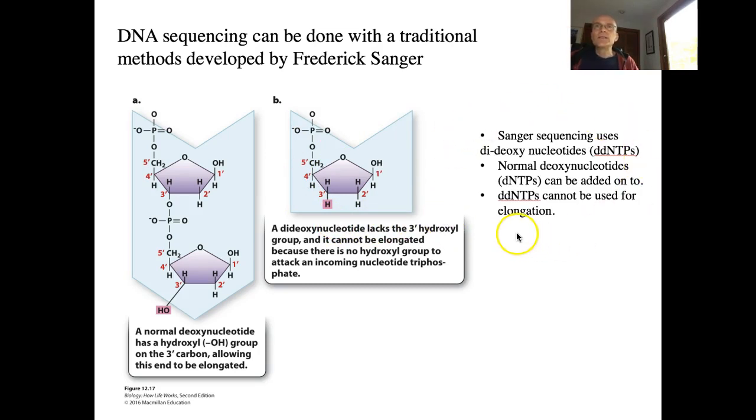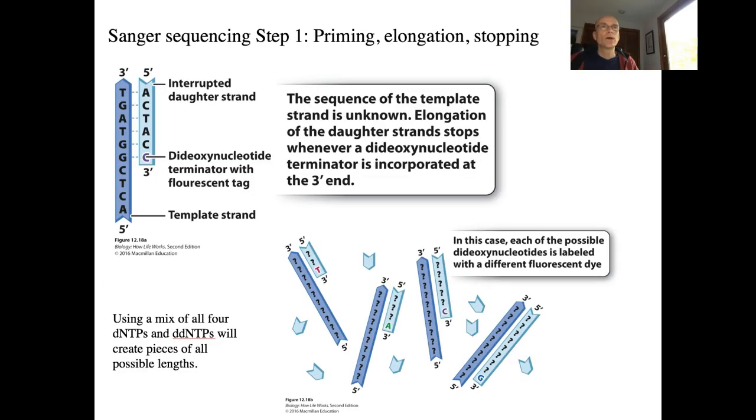So Sanger sequencing uses dideoxys. It also uses normal deoxynucleotides, and the dideoxy cannot be used for elongation. That's the point. Now let me show you why that's the point and why that works well. So if you have a template strand, and here it shows you the sequence, but you wouldn't know the sequence if you want to sequence it, right? That's the point. You don't know the sequence, you want to know the sequence. But let me show you with this example first, with known strands, known pieces, what would happen.